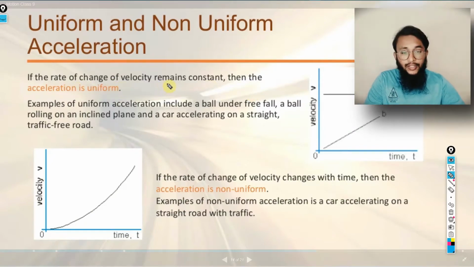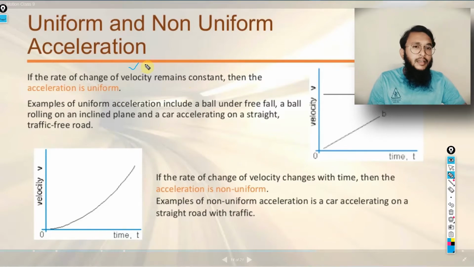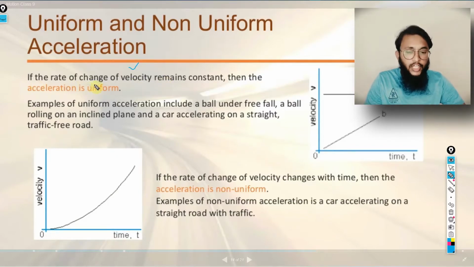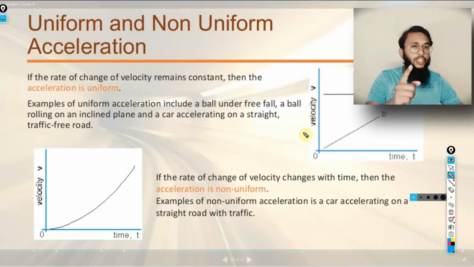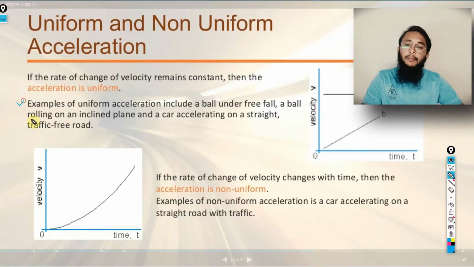If the rate of change of velocity remains constant, what is acceleration? Acceleration is change of velocity with respect to time. If the velocity is changing but changing equally with respect to time, then the acceleration is uniform. If the change in velocity is constant, then the acceleration is uniform. Understood? That means for the acceleration to be uniform, the velocity change must be equal at every interval of time. Let's see an example.